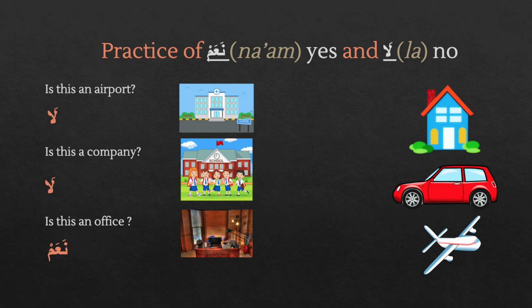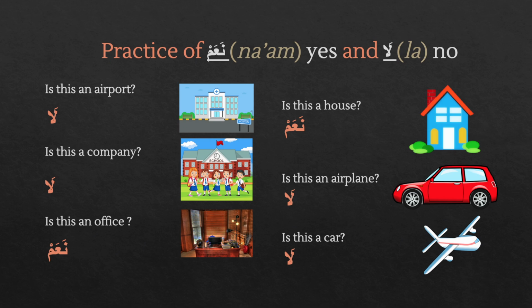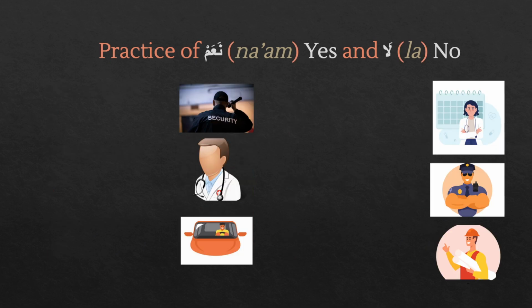Okay, next one. Is this a house? Na'am. This is a house. Okay. Is this an airplane? La. This is not an airplane. This is a car. Is this a car? La. This is not a car. That's an airplane. All right. The same thing in this slide.